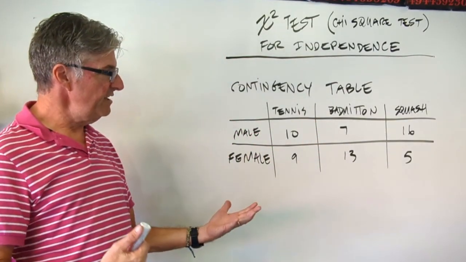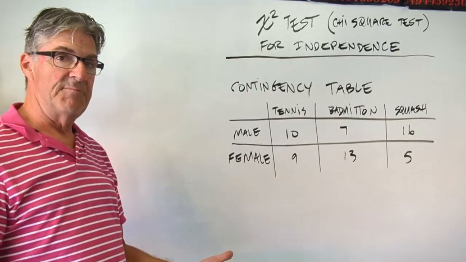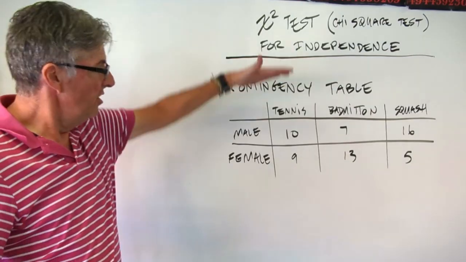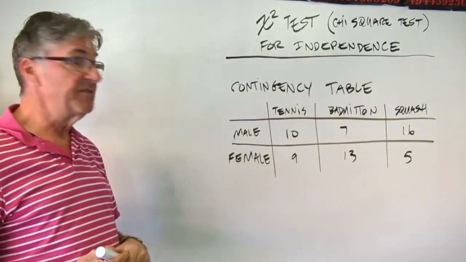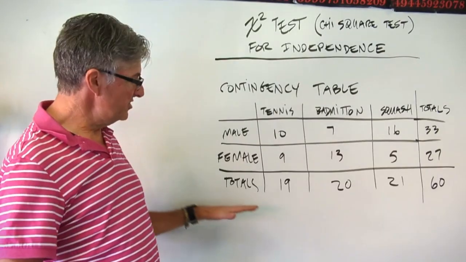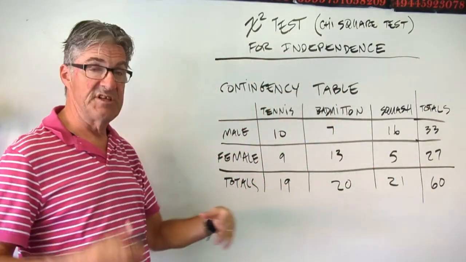Okay, here's what I get. Counted them up, put them in my table. Now, to make the table complete, we need totals for the columns and for the rows. So go ahead, pause the video and do that. Okay, so I just made a row for totals and I made a column for totals, and I went ahead and added them up and did my math.